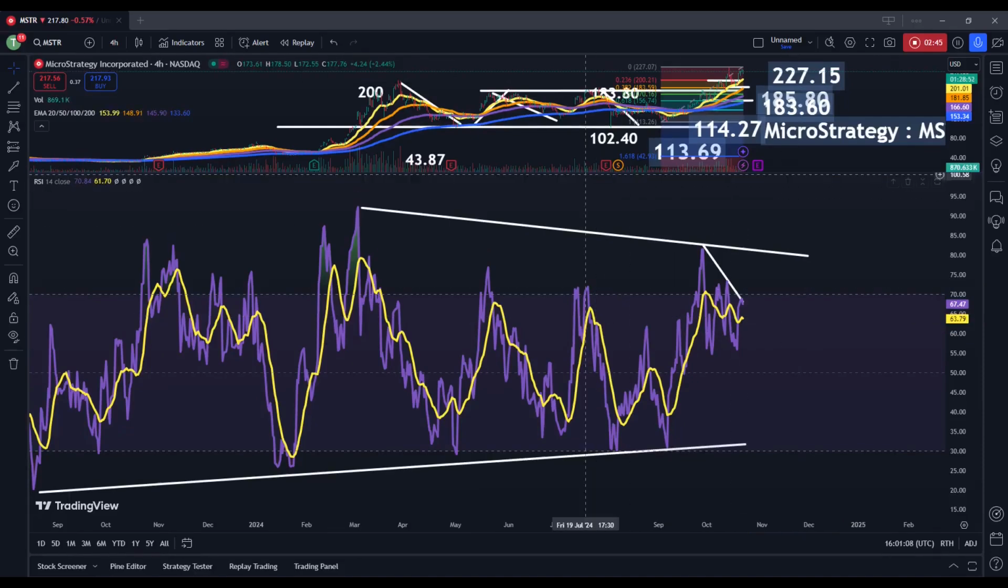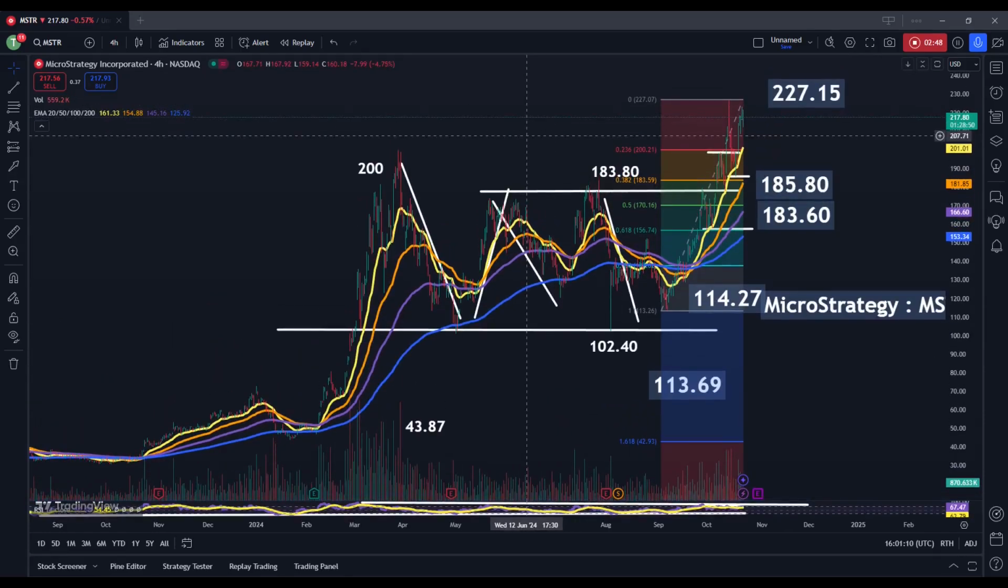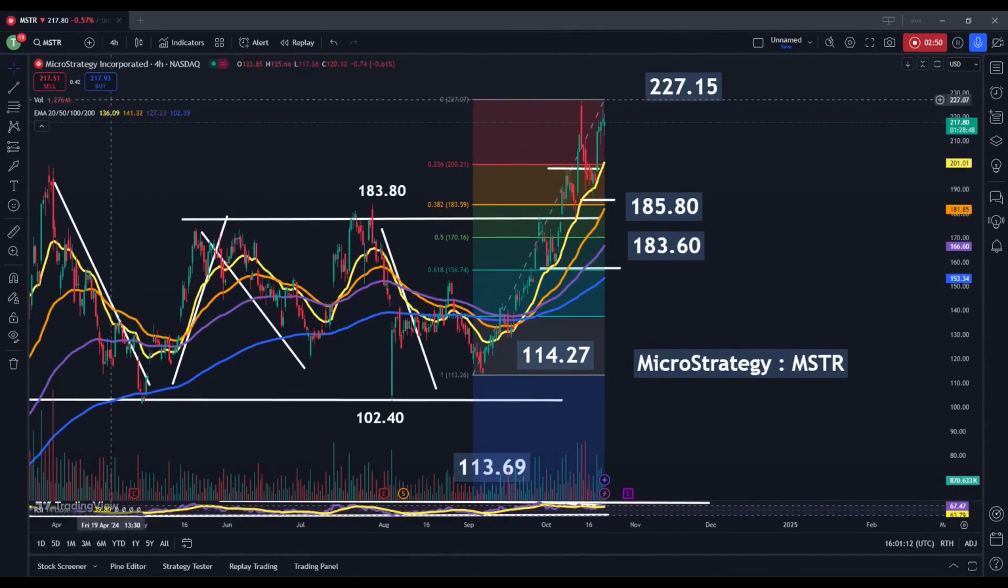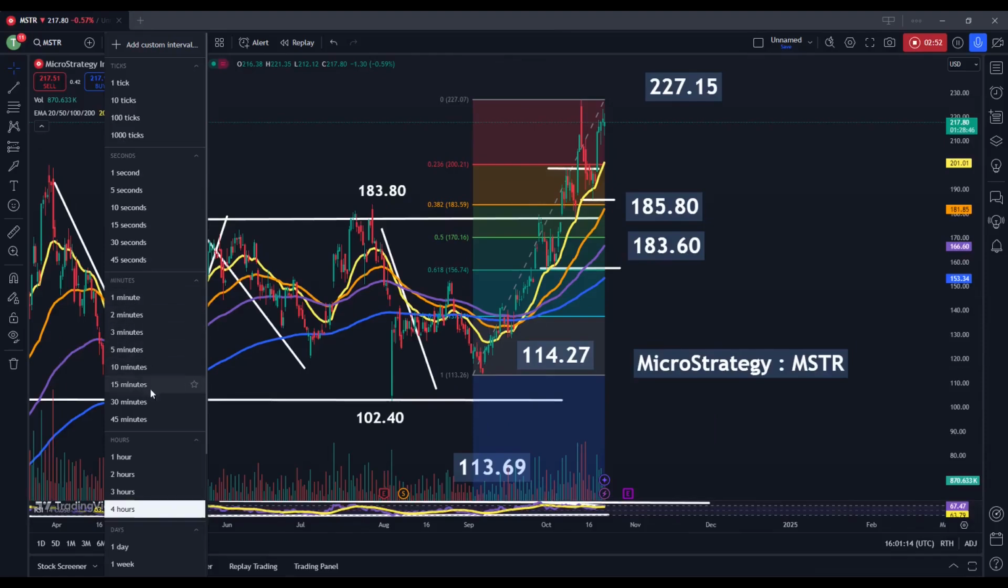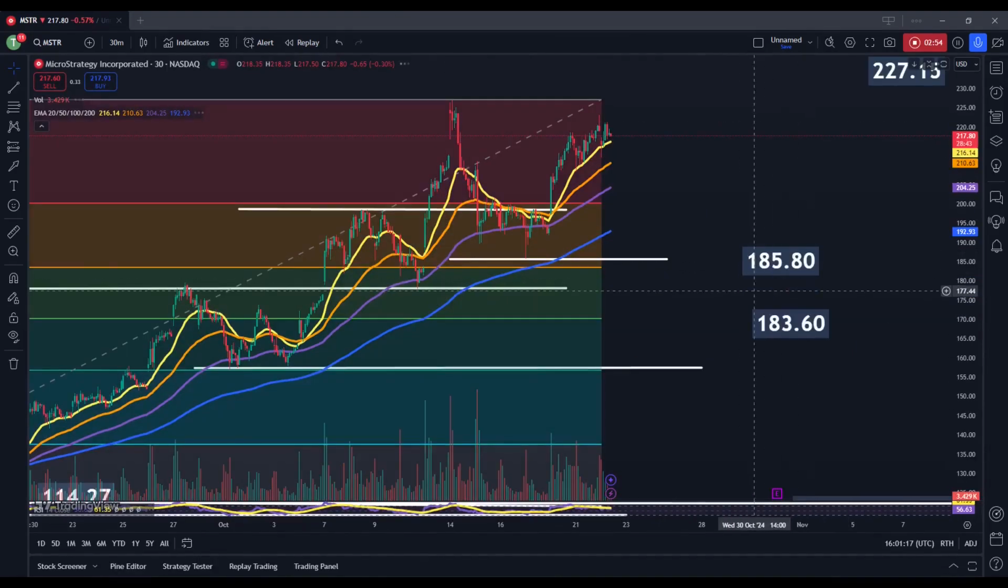So before we close out the video here, we will look at a shorter-term time frame. Where this is the 4-hour price chart, we'll zoom in here a bit into the 30-minute time frame so that we can see this near-term structure that is unfolding at the moment.